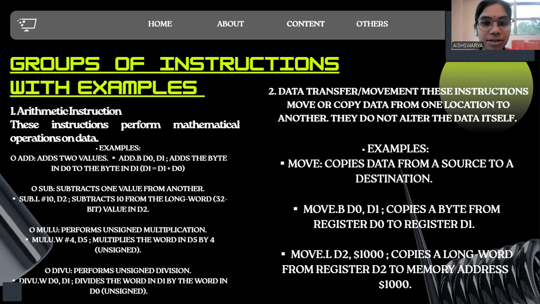And the second group is data transfer or movement. These instructions move or copy data from one location to another. They do not alter the data itself. Examples, MOVE copies data from a source to a destination. MOVE.B D0, D1 copies a byte from register D0 to register D1. MOVE.L D2, 1000 copies a long word from register D2 to memory address 1000.